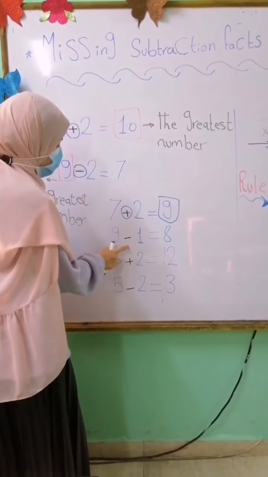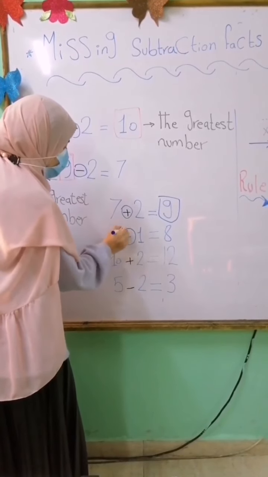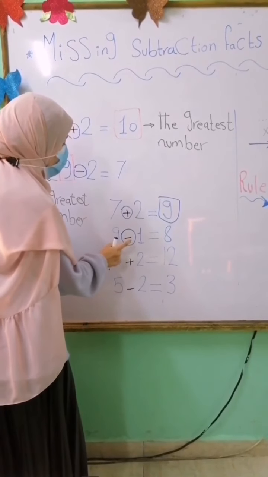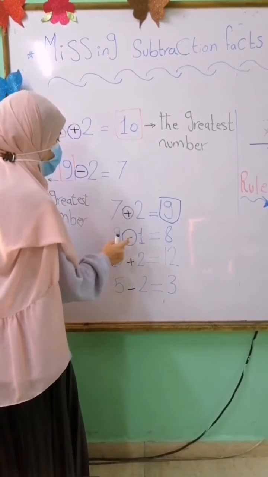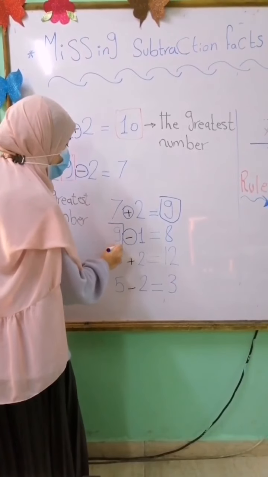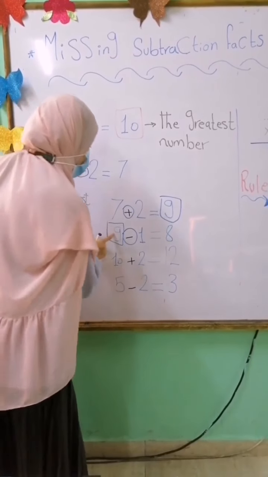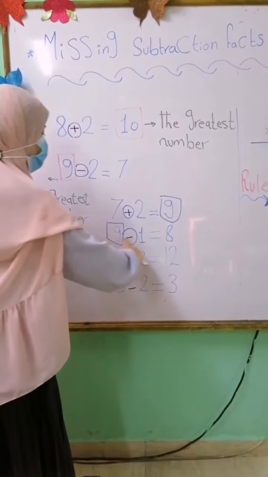Okay, 9 minus 1 equals 8. Is it addition or subtraction? We look at the sign. The sign here is minus. Then the greatest number is at the beginning, at the first. 9 is the greatest number.